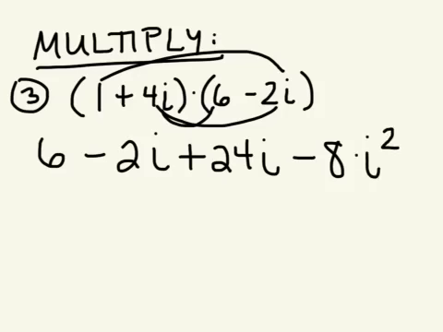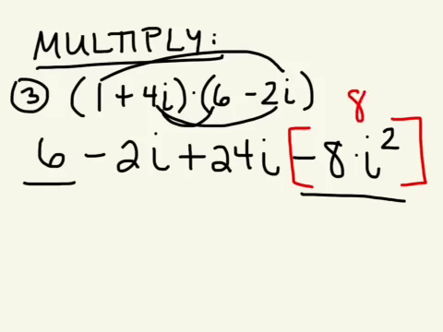Now, it ends up that this product right here turns into a real number, since we know that the equivalent of i squared is negative 1. So, let's go ahead and combine like terms. I'm going to add 6 to 8. Again, this is because we know that negative 8i squared is equivalent to positive 8 as a result of negative 1 being substituted in for i squared.